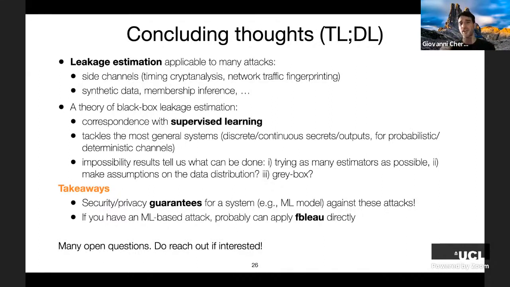We've also discussed what kind of open challenges there are in the context of leakage estimation, and I'm just going to leave you with two takeaways from this talk. First, leakage estimation guided via machine learning in the way I presented it gives us guarantees on our estimates, and that's really what we're interested in for security. And second, if you already have a machine learning based attack, then you can probably use these techniques directly to quantify the leakage.